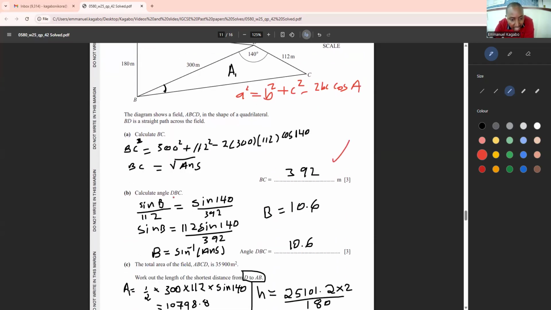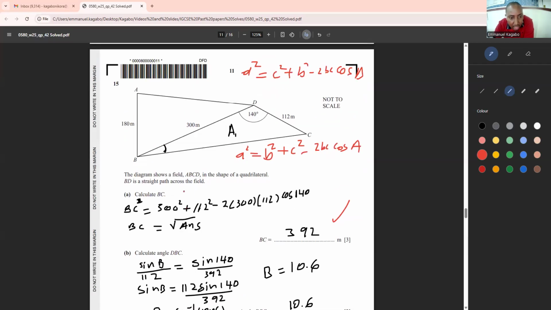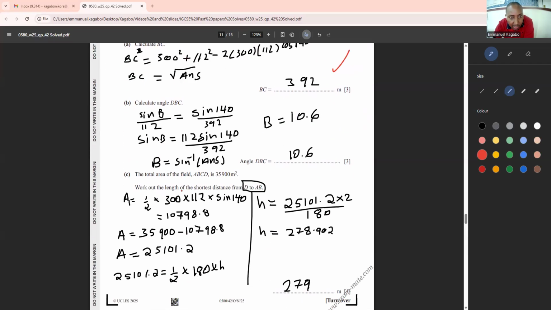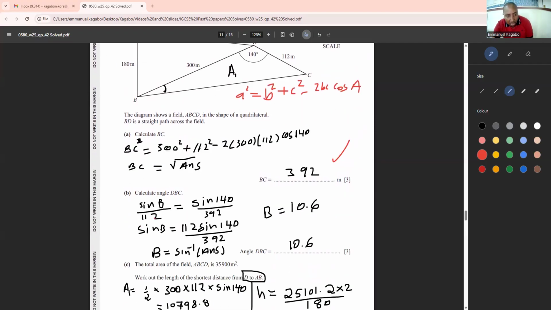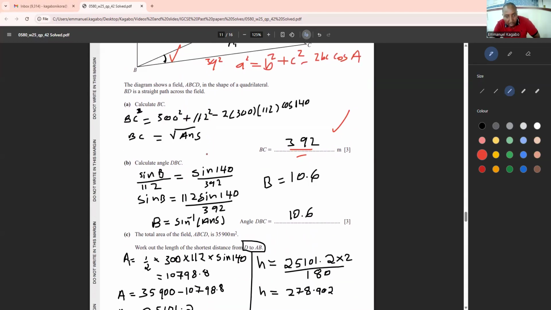Then they said find angle DBC. That's easy. Sine rule. So that's sine B over that side. I'm looking for this angle equals sine 140, which is given, over the side that is opposite to it, the one I've just calculated here, because I got this side as 392. Are we together? Very good. So cross multiply, then you do sine inverse of that, and that is the angle, which is supposed to be in degrees here.